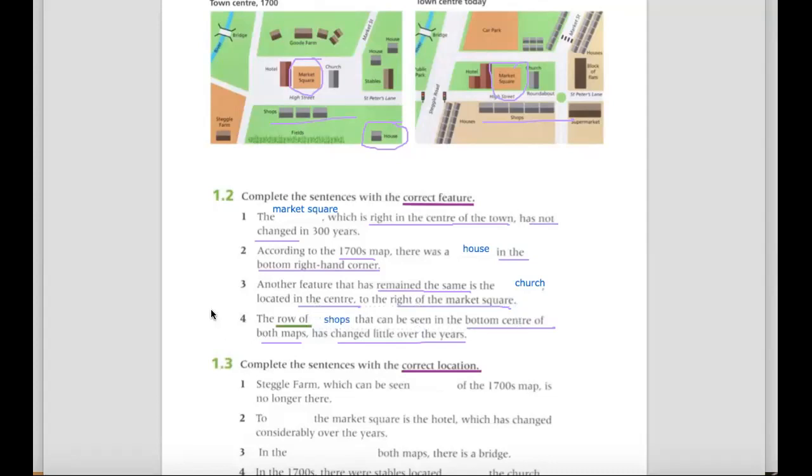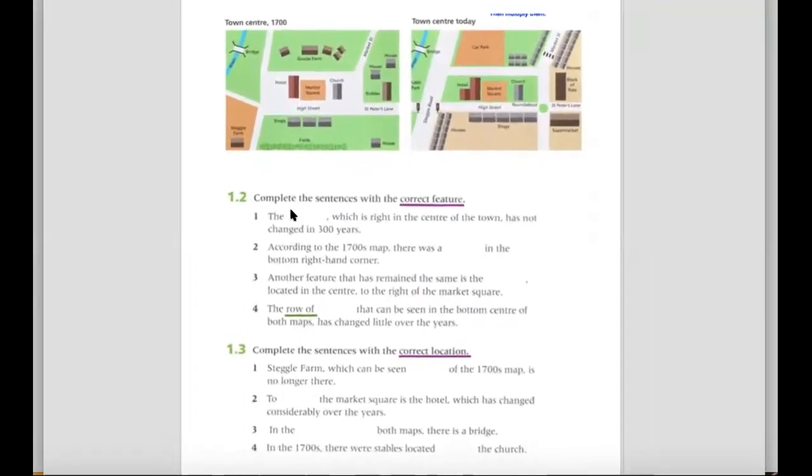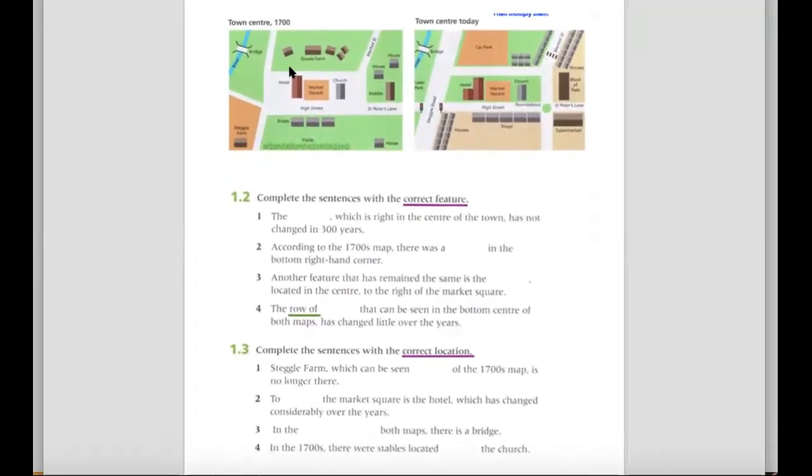Okay, so you want to write about the changes, but you also want to write about the things that haven't changed much or the things that have remained the same over time. As we can see in some of these sentences, the way that we talk about what we can see is describing its location on the map. So that's something that you can practice as well. So let's have a look at writing the correct location.